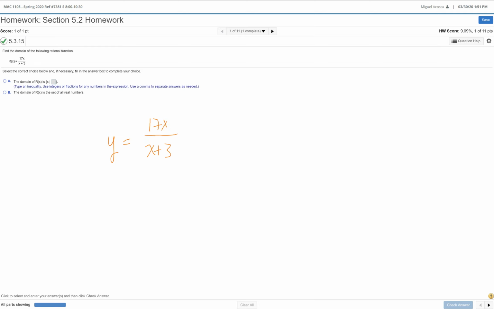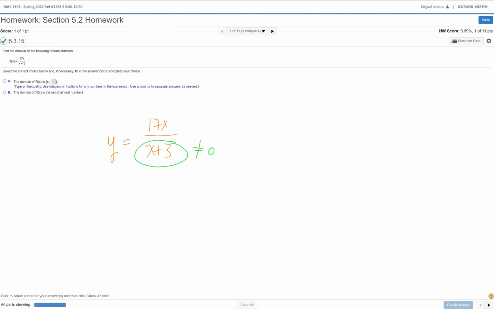Alrighty, so let's recall, in order to find the domain, we have to first find out what x cannot be. So we always look at the denominator for rational functions. You guys remember in class we talked about it. The denominator cannot equal 0. So whatever makes that denominator 0 is not in the domain. We'll call that a restriction.